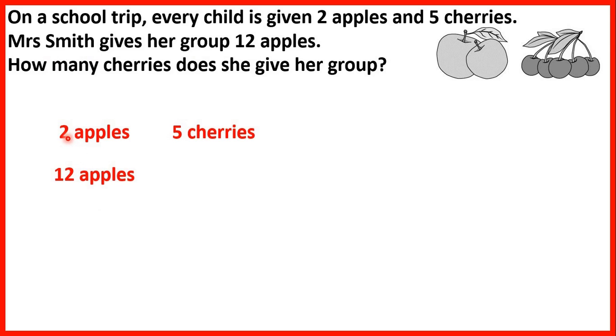Now we need to think, 2 times what is 12? Well, 2 times 6 is 12, so Mrs. Smith must have 6 children in her group. So to find out how many cherries she gives out, we can multiply by the same, so multiply by 6, and 5 times 6 is 30, so Mrs. Smith gives out 30 cherries to her group.